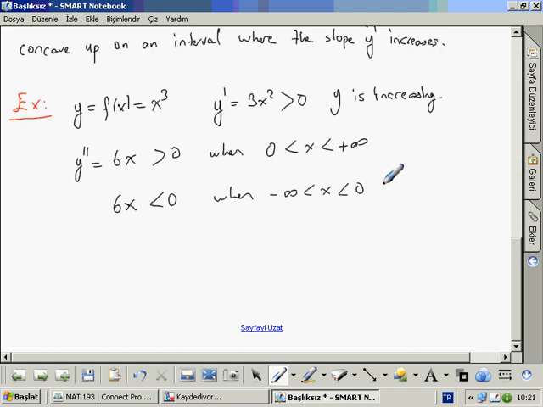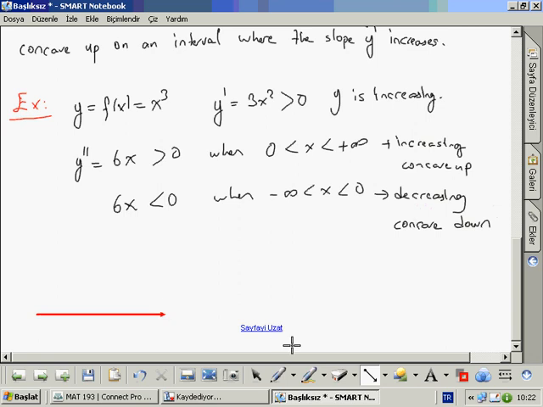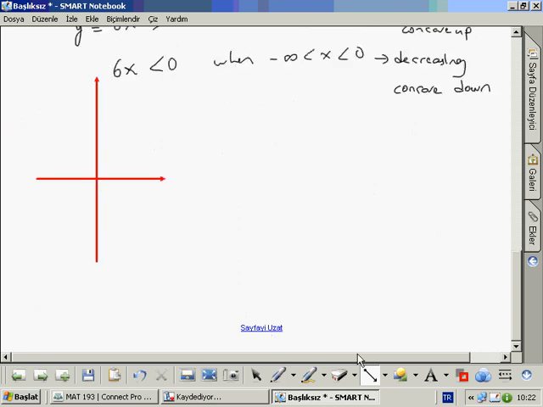So what can we say about this interval? For here, it is increasing and concave up, as you see. And then here, decreasing and concave down. Okay, and let's remember the function's graph, my friends.